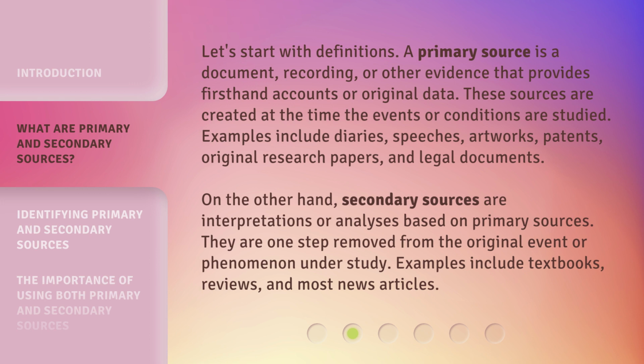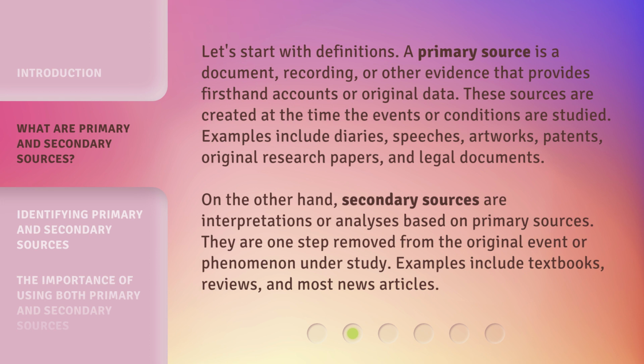Let's start with definitions. A primary source is a document, recording, or other evidence that provides first-hand accounts or original data. These sources are created at the time the events or conditions are studied. Examples include diaries, speeches, artworks, patents, original research papers, and legal documents.